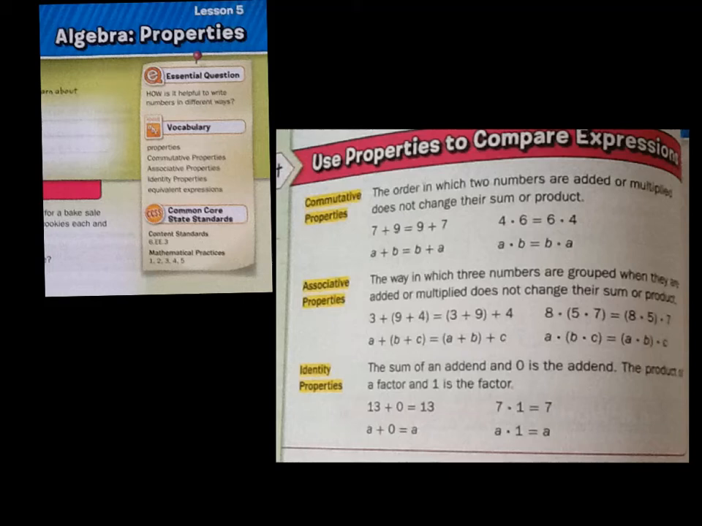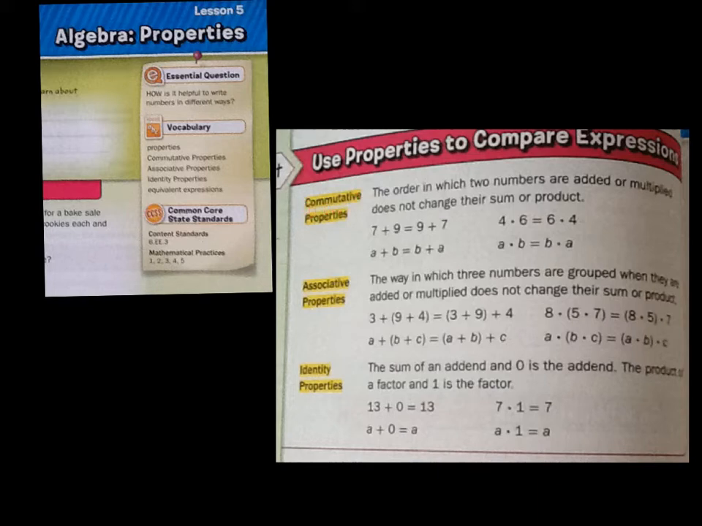This is lesson 5, chapter 6, algebra and its properties. Now there are 4 properties in algebra. We're going to learn about 3 of them tonight and another one of them a different night. So the 3 we're going to learn about are still more vocabulary words for you.